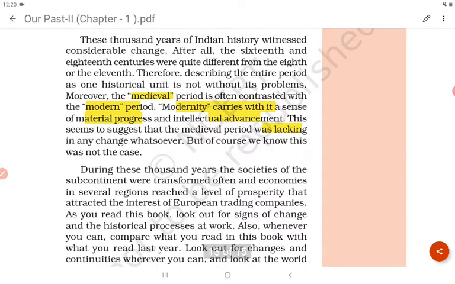Moreover, the medieval period is often contrasted with the modern period. Modernity carries with it a sense of material progress and intellectual advancement. This seems to suggest that the medieval period was lacking in any change whatsoever. But of course, we know this was not the case.